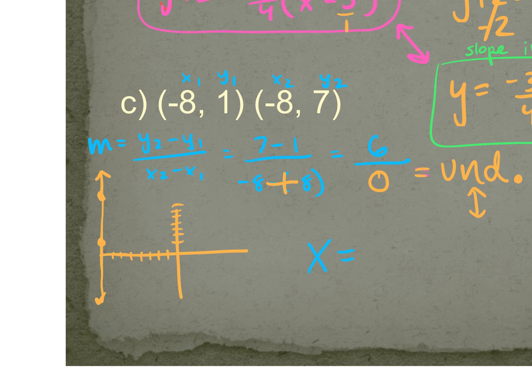So we have x equals, what does x equal here? Negative 8. Awesome. Not only does it go through negative 8, but looking at our points, x is equal to negative 8. So that would be our equation of a line.